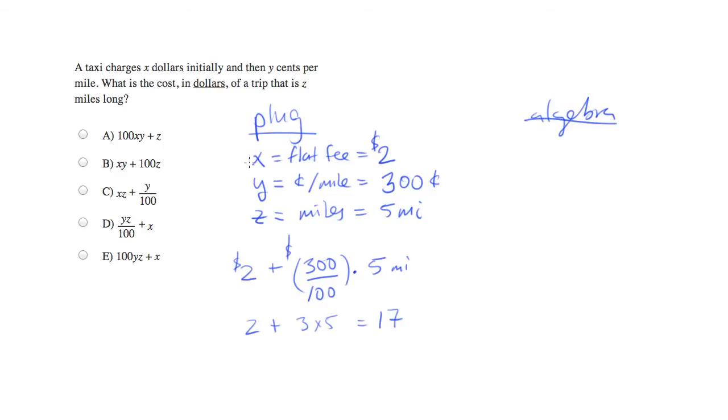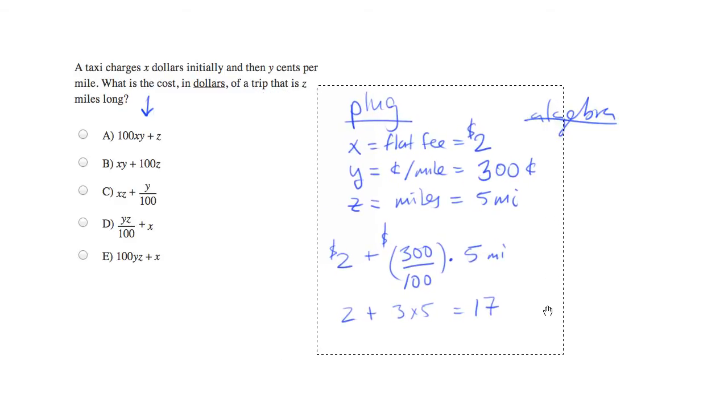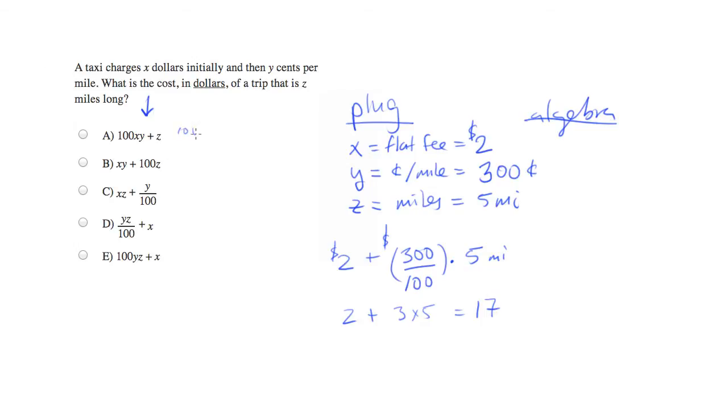So now if we plug in x, y, and z into our answer choices, we're looking for an answer which has a value of 17. I'm going to move this over to give us a little bit more room. So this would be 100 times 2 times 300 plus z, which is some enormous number, so that's out. 100 times z is 500 plus a bunch of other stuff, which is also way too big, so let's get rid of that.